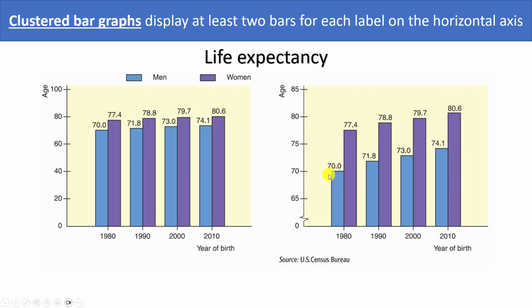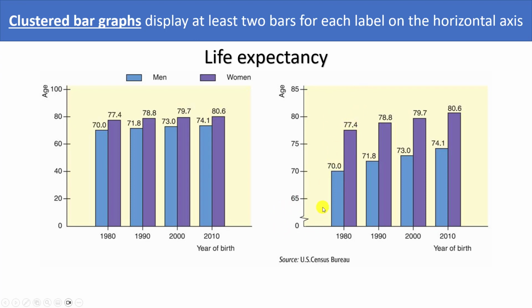So this bar right here of 70 is about half the height of the 77.4, a little bit over half the height of the 77.4. So you might instinctively think that this blue bar would be representing like half the number. But if you look at the number, 70 is much more than half of 77.4, right? So just looking at the bars, it might lead you to believe there's a lot bigger difference in the life expectancy of men and women than there really is in reality.